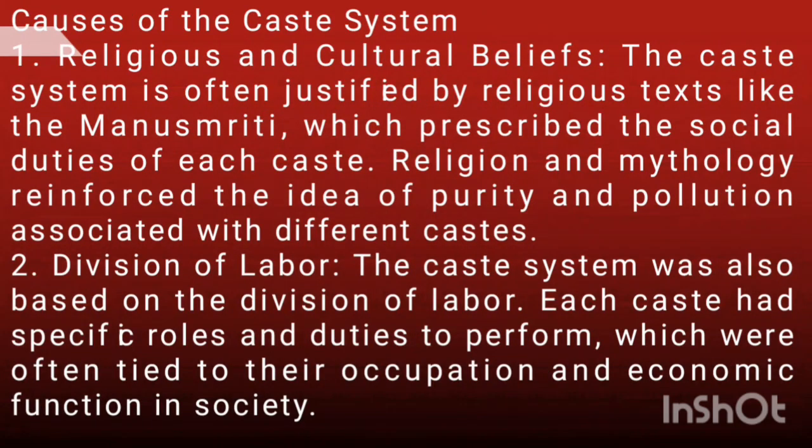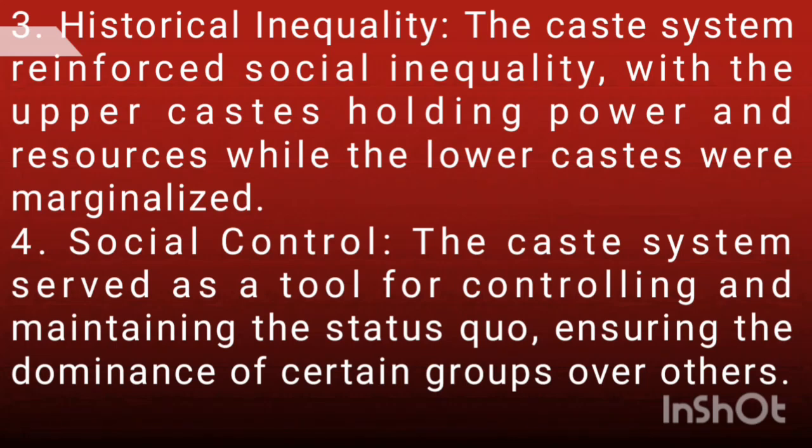Next one is causes of the caste system. Religious and cultural beliefs: religious texts justified the caste system, reinforcing ideas of purity and pollution. Next one is division of labor. Caste systems were based on specific jobs, creating a division of labor. Next one is historical inequality. The system has held inequality by concentrating power with the upper castes. Next one is social control. It helped maintain the dominance of certain groups over others.